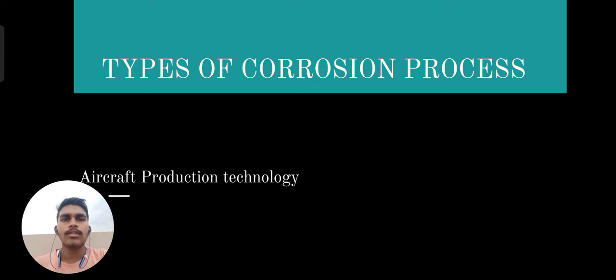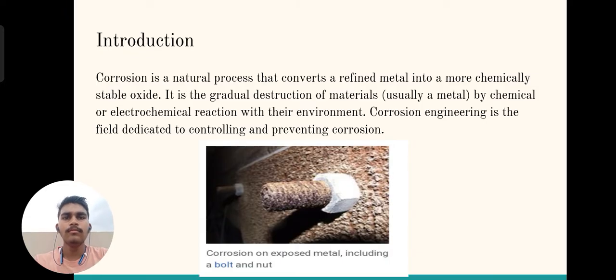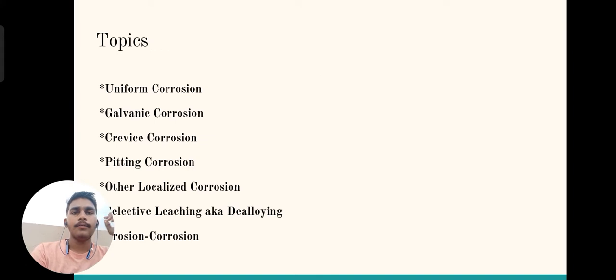So today I want to discuss the types of corrosion processes. Introduction. Corrosion is a natural process that converts a refined metal into a more chemically stable oxide. It is the gradual destruction of materials, usually a metal, by chemical or electrochemical reaction with their environment. Corrosion engineering is a field dedicated to controlling and preventing corrosion. Here is a diagram which tells about corrosion on exposed metal including a bolt and nut.